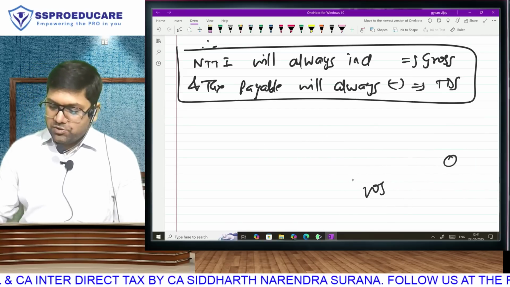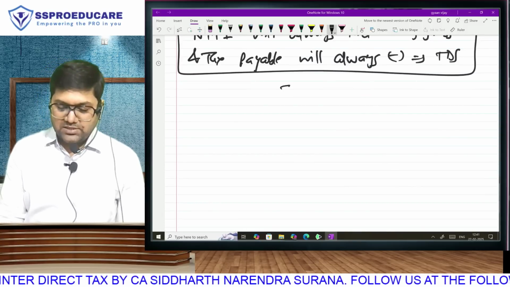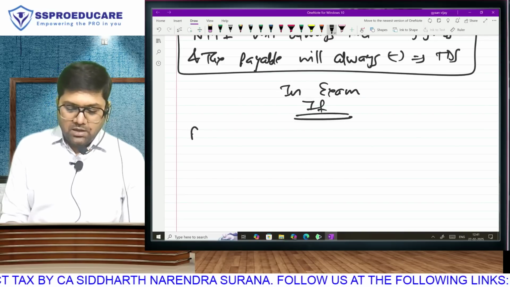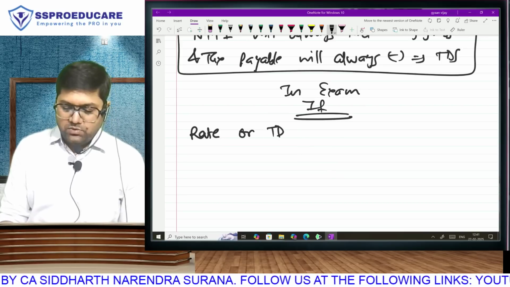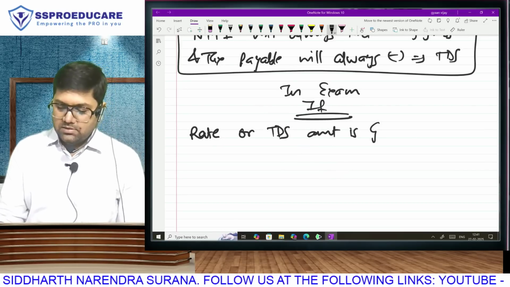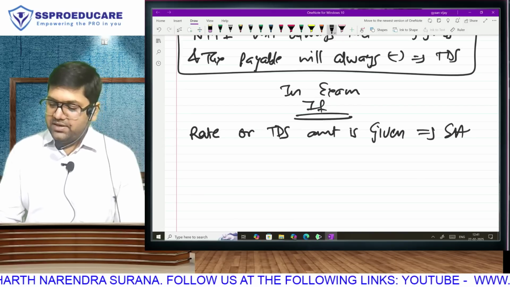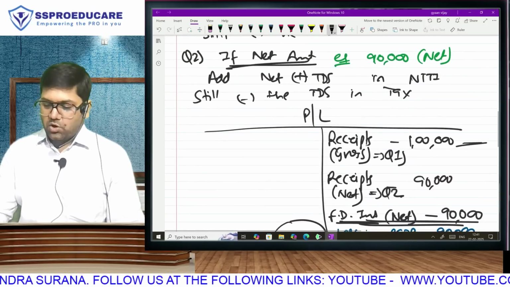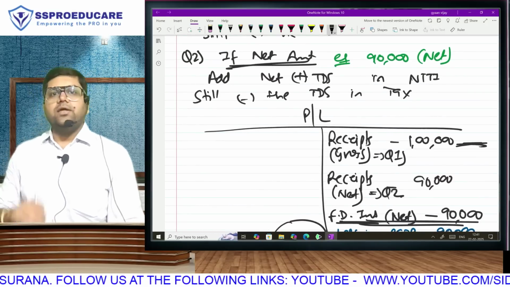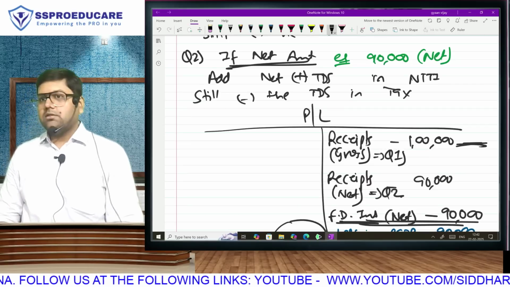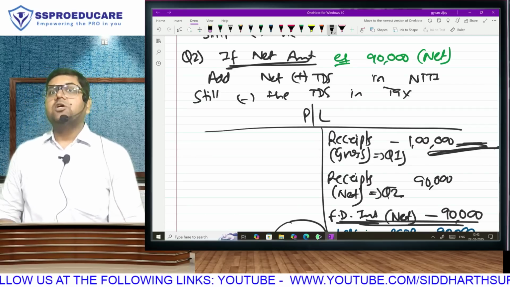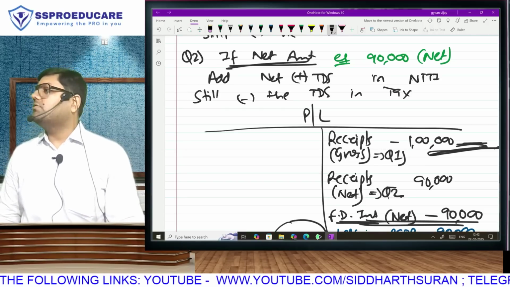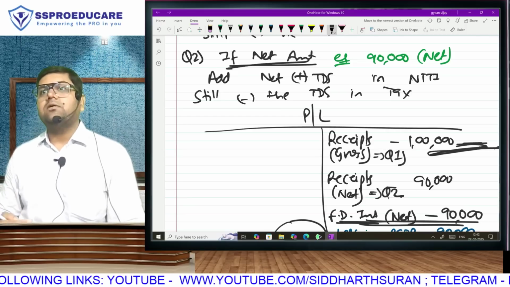So there are two types of questions, an easy question or a difficult question. In exam, if the rate or the TDS amount is given, do you realize, then it becomes very easy. What do you have to do? Supposing they say this is gross with 10% TDS, so income we write 1 lakh and tax we subtract 10,000. If they say this is gross with 1% TDS, income we write 1 lakh and tax we subtract 1,000. If they say 99,000 net of 1,000 TDS, income we write 99 plus 1 and tax we minus 1.